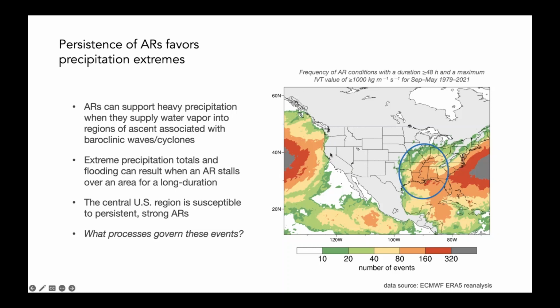This map shows the frequency of AR conditions that last for at least 48 hours with a maximum IVT value exceeding 1,000 kilograms per meter per second. And this is just for September through May.